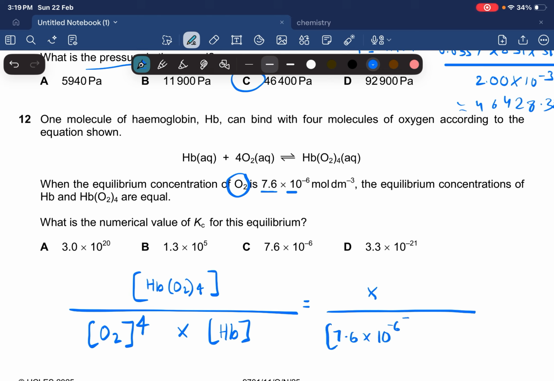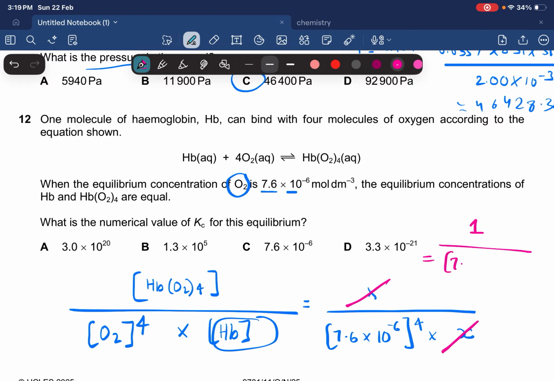Now you see it for yourself that X gets cut with X. So we have 1 upon (7.6 × 10^-6) whole raised to power 4. What do we get? 1 upon (7.6 × 10^-6) whole raised to power 4. We get 2.99 × 10^20.